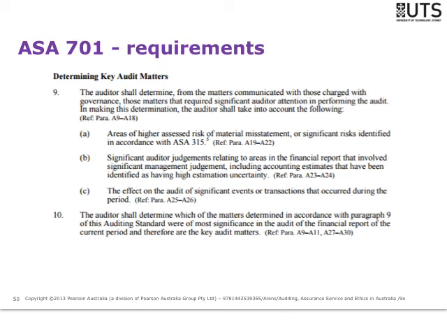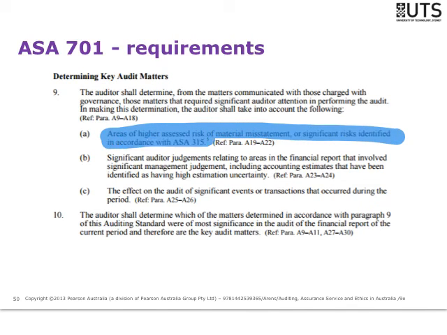So, quite simply, we want to address areas of higher assessed risk of material misstatements and significant auditor judgments and the effect of significant events. So we want to highlight these particular things. It doesn't mean the financial statements are wrong, but it means that these were important to conducting the audit. Right? We paid extra attention to something, to say intangibles, because they were particularly relevant. Okay, so that's ASA 701. That comes into action next year.